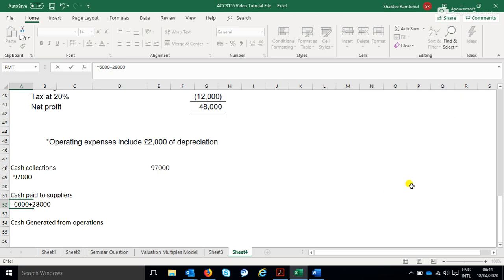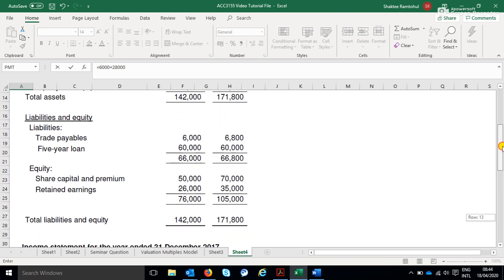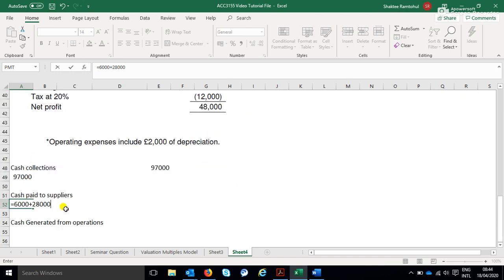But do we have anything outstanding at the end of the year that we haven't paid? So let's go back to trade payables. And the answer is yes, we have 6,800. So minus 6,800. And what have we paid in total for cash payment? I'm going to put a negative figure here so that you know these are cash outflows.